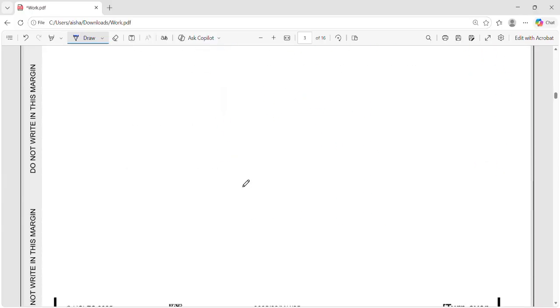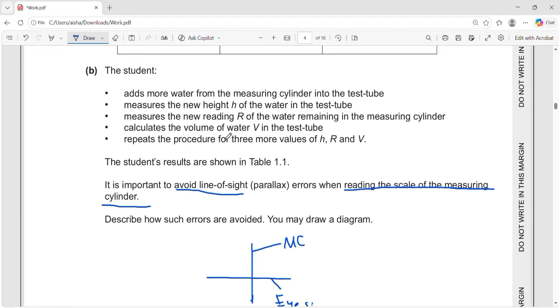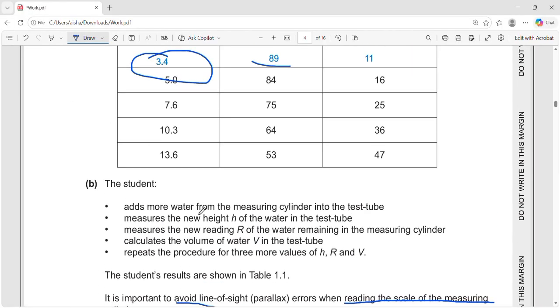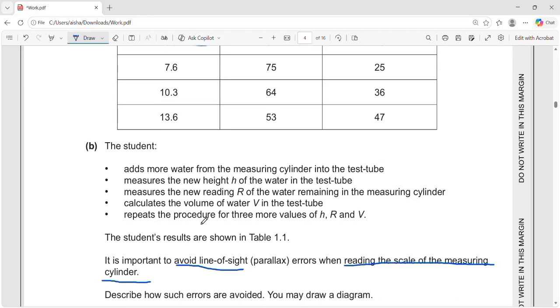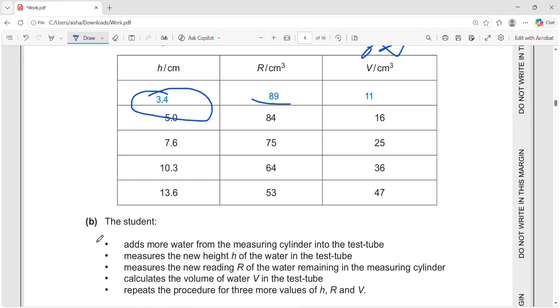Now basically the student adds more water from the measuring cylinder into the test tube. He measures the new height h of the water in the test tube, measures the new reading R of the water remaining in the measuring cylinder, calculates the volume of water V in the test tube, and repeats the procedure for 3 more values of h, R, and V. The student's results are shown in table 1.1. So basically he repeated 4 more times over here with new values of h, R, and V which he got.